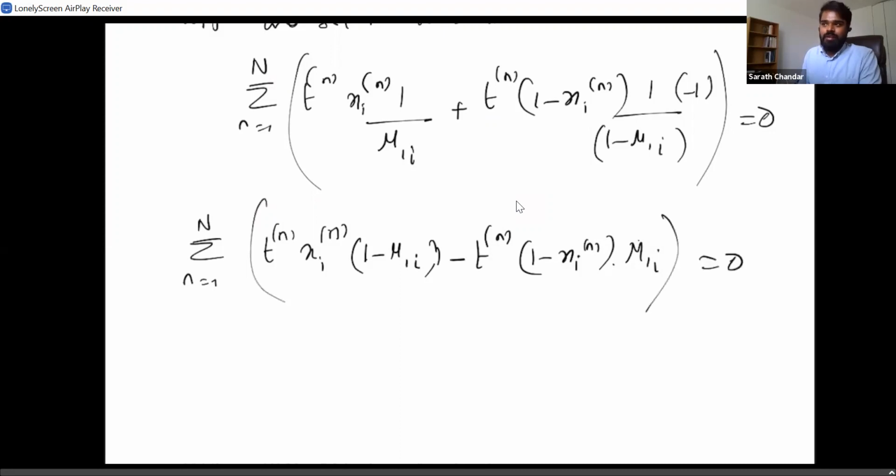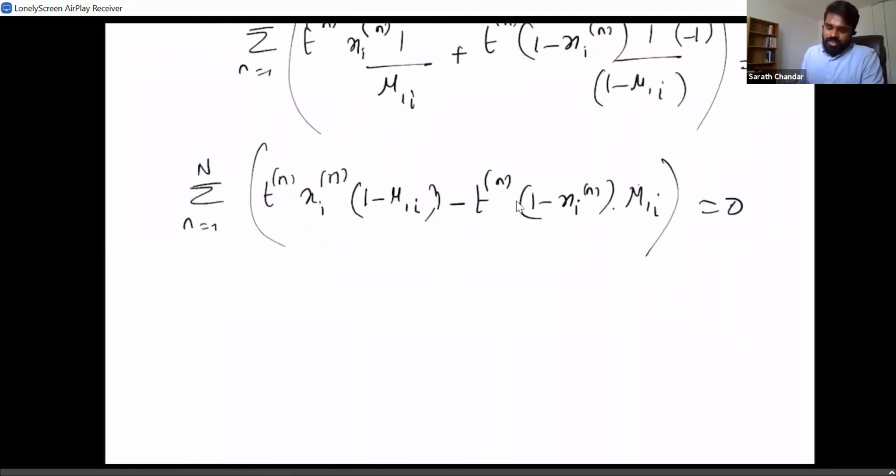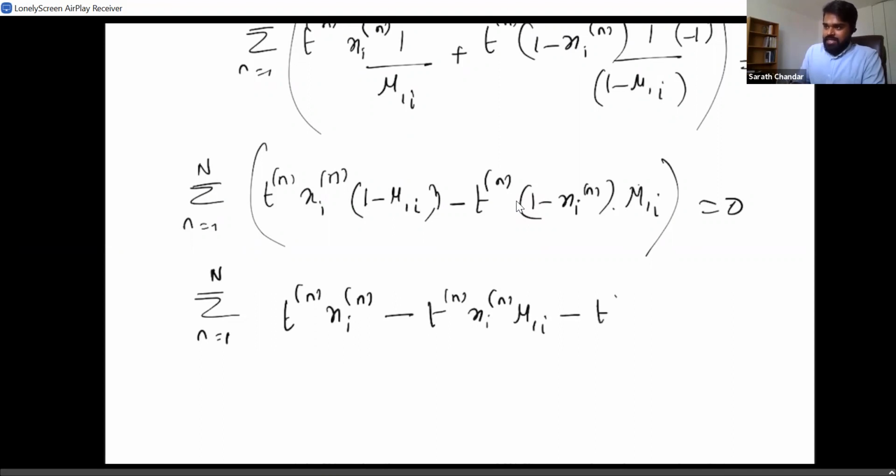I don't care about the denominator. Now you just expand these things, then you get the answer. So summation over n is equal to 1 to N, tn xin minus tn xin mu1i minus tn mu1i plus tn xin mu1i, and the whole thing is equal to 0, right?